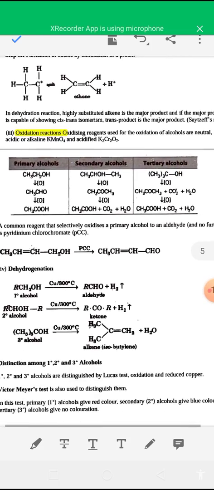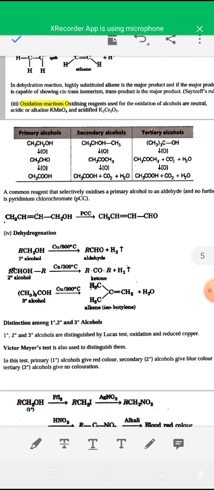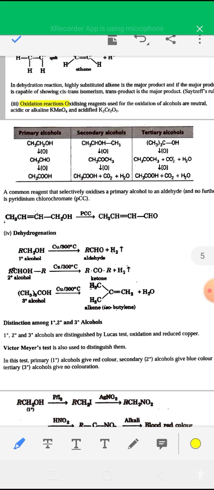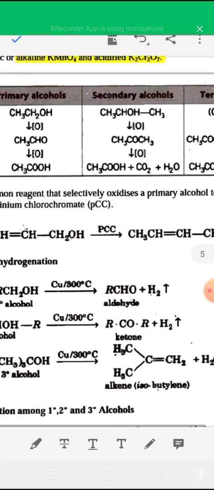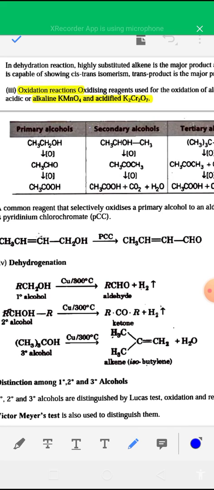And next, oxidation of alcohols. Different types of oxidizing agents are given here: alkaline KMnO4 or acidified potassium dichromate. First you have to see the general scheme of oxidation. A primary alcohol on oxidation gives aldehyde, and on further oxidation gives carboxylic acid, with O in square brackets representing oxidation.